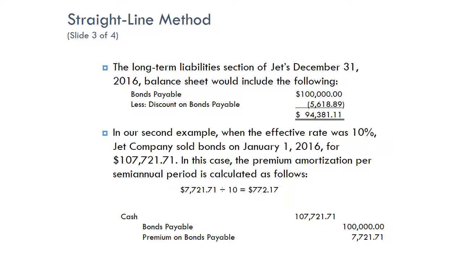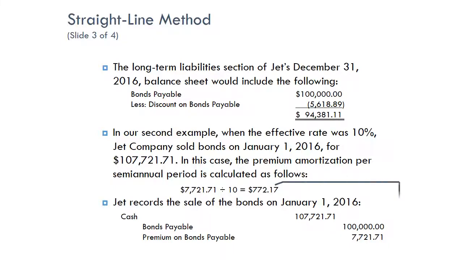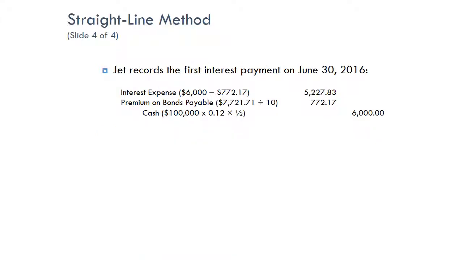Now, what if we sold at a premium? Well, we would do the same calculation. In this case, we would take the premium on bonds payable account divided by the number of interest payments, and that's how much we would decrease the premium on bonds payable each interest payment date. So when our first interest payment comes up, we would credit cash. We would debit premium on bonds payable for the calculation of 772.17, and the difference is what we debit interest expense for. So that's the plug. No amortization schedules or calculations beyond that.